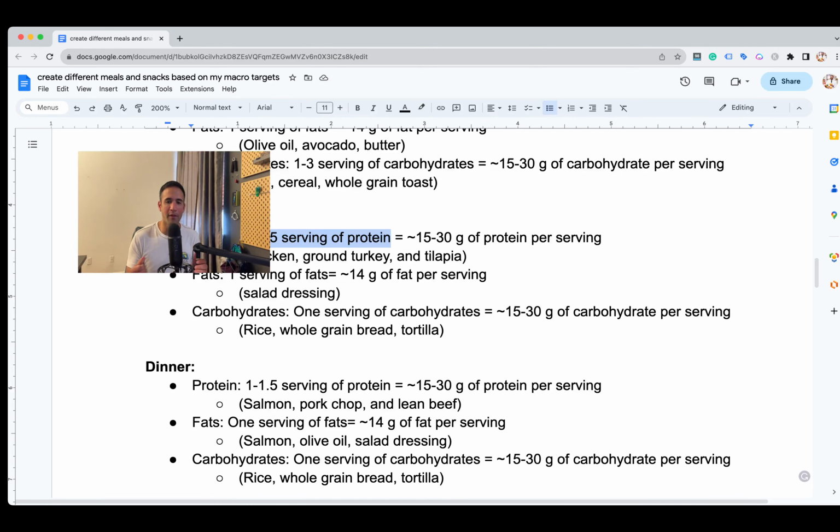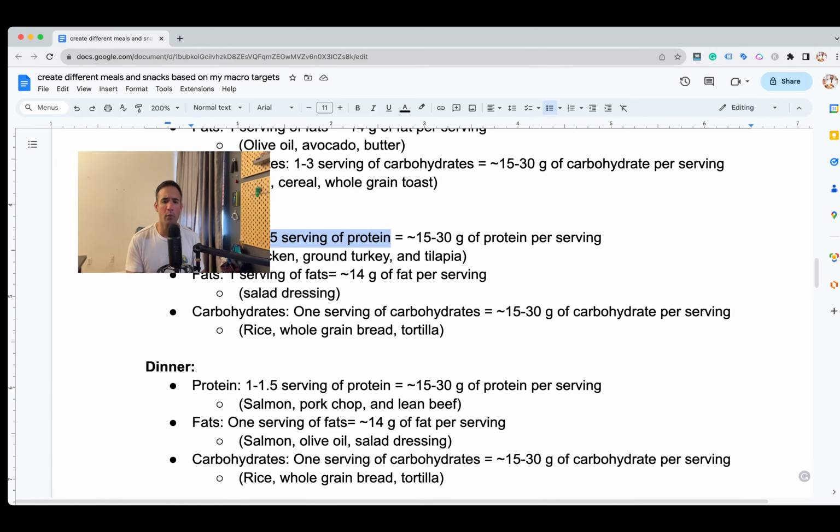So with that being said, having 1 to 1.5 servings of protein, 15 to 30 grams of protein in each, again, ground turkey, tilapia, shrimp, there's a lot. We can go through a lot of them here. Fats, again, 1 serving, 14 grams of fat per serving. We could do like a salad dressing with this. I'm thinking maybe even a chicken salad or something along those lines.